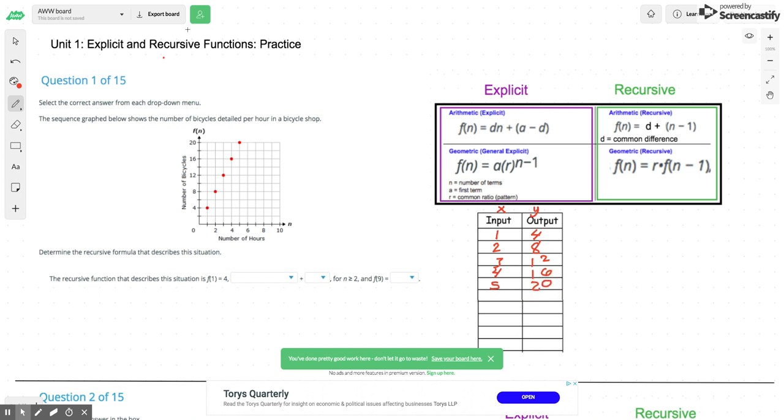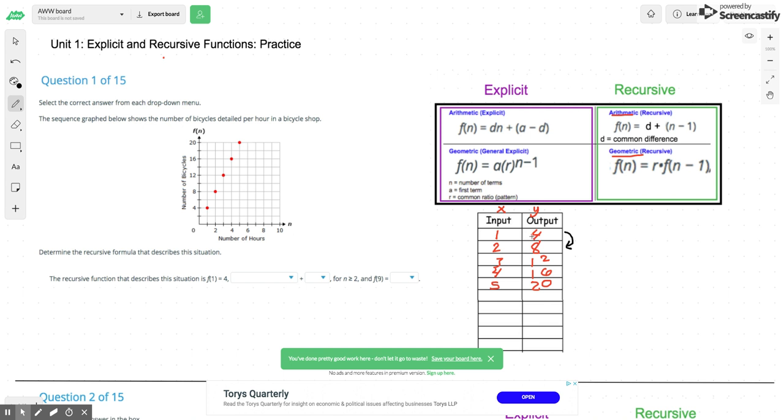Okay, now first we need to determine, we know it's recursive, but we need to determine if it's an arithmetic sequence or if it's a geometric sequence. Arithmetic, the pattern to get to the next number in the y-axis is by an addition. If it's geometric, it's going to be a multiplication. If you have more questions on the difference between arithmetic and geometric, please watch the previous video.